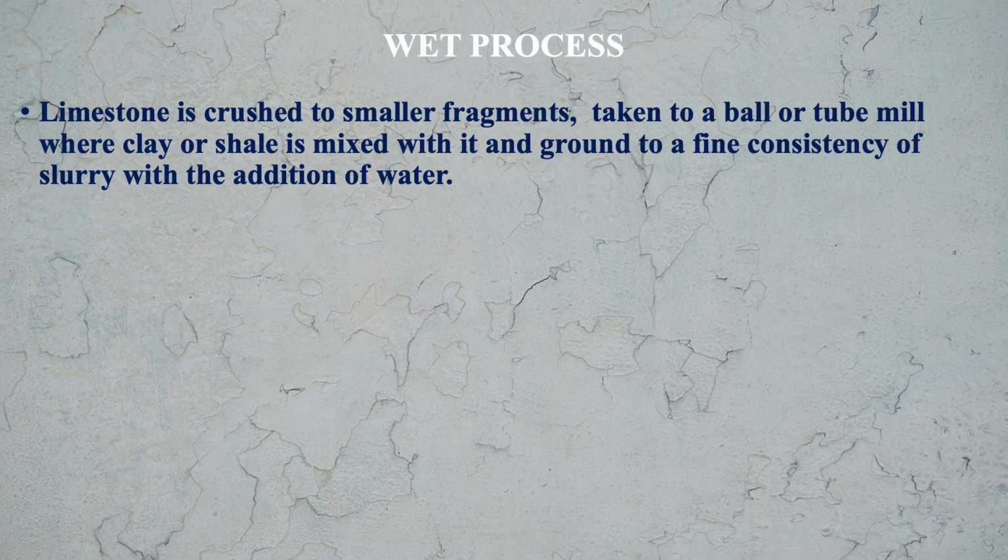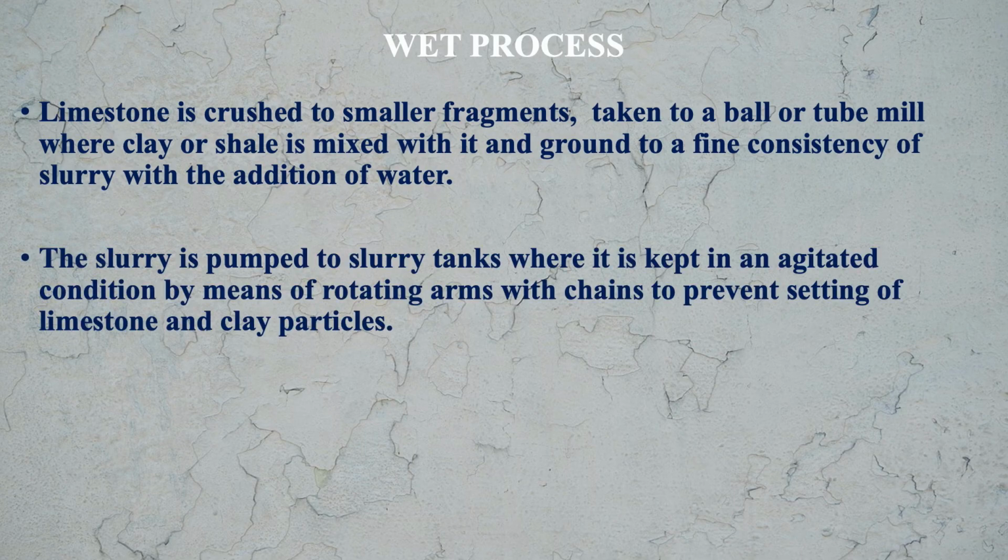Now let us see the details of the wet process. First, limestone is crushed to smaller fragments, then taken to a ball or tube mill where clay or shale is mixed with it and ground to a fine consistency of slurry with addition of water. Thus, this slurry is pumped to the slurry tanks where it is kept in an agitated condition by means of rotating arms with chains to prevent setting of limestone and clay particles.